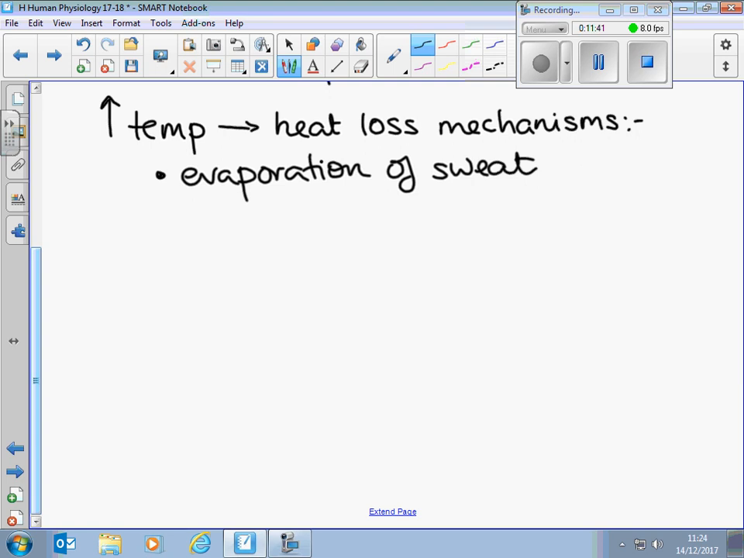What else will help us lose heat, do you think? What about the skin? What might happen to that if you're really hot? Goes red, yeah. So if you divert more blood to your skin, it'll radiate the heat away.